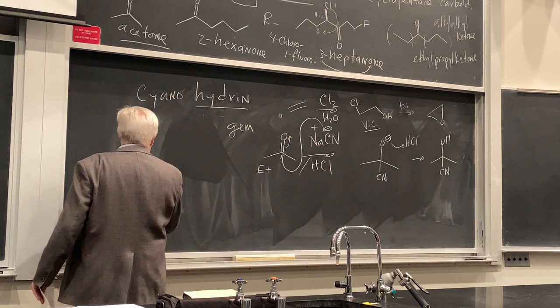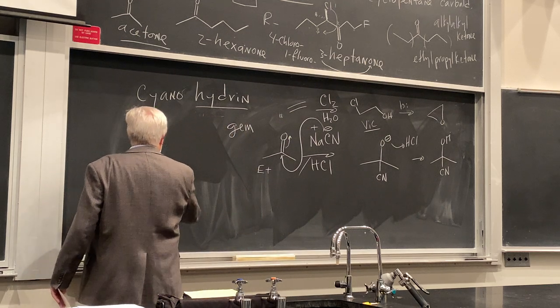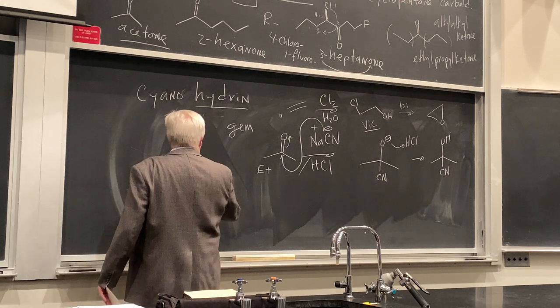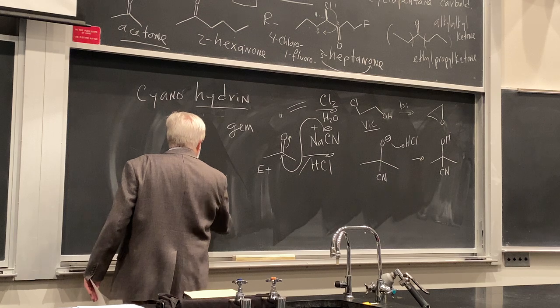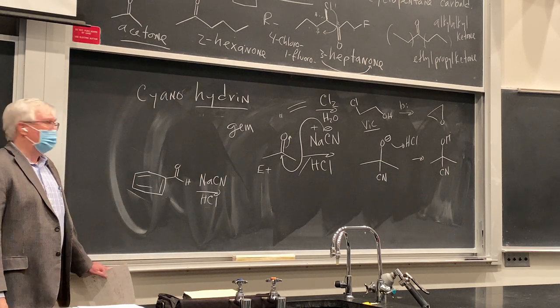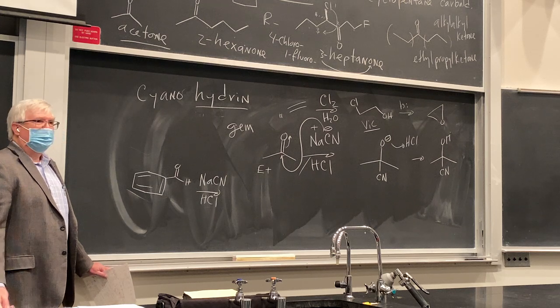So how about this one? Let's take benzaldehyde. So we just did a ketone. Let's do benzaldehyde and look at the benzyl cyanohydrin. So we've got an aldehyde now.